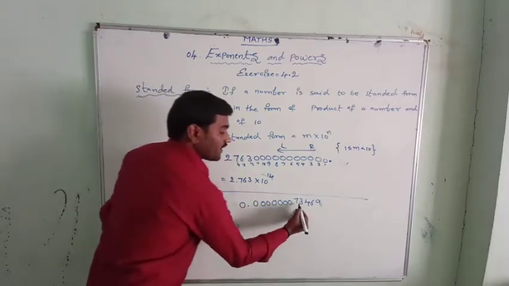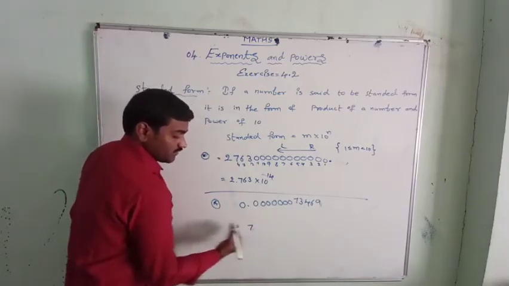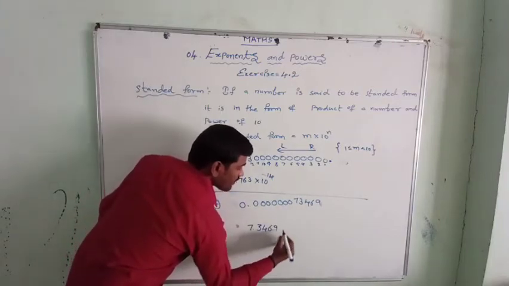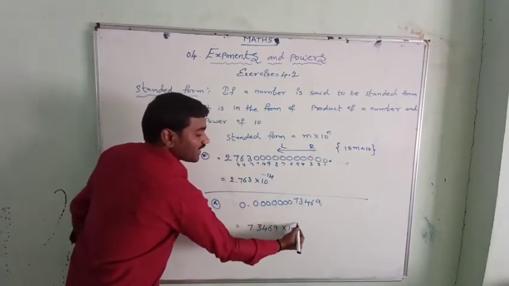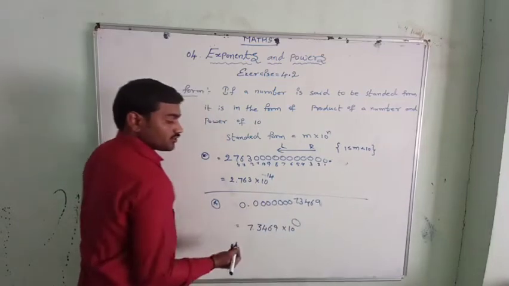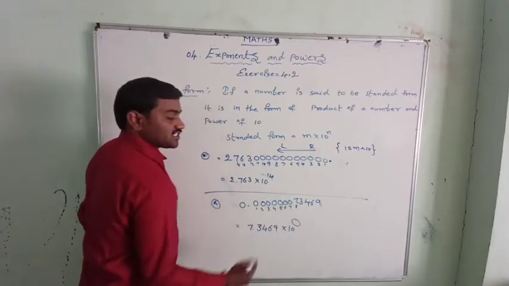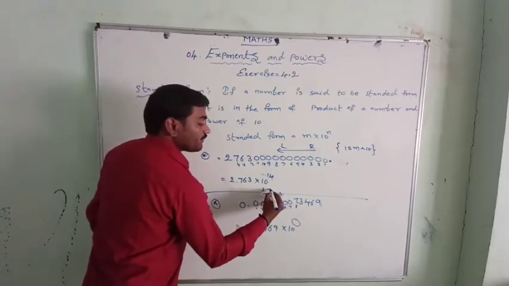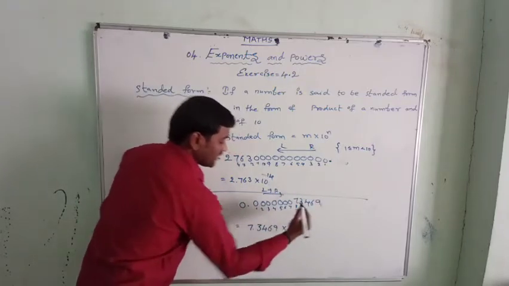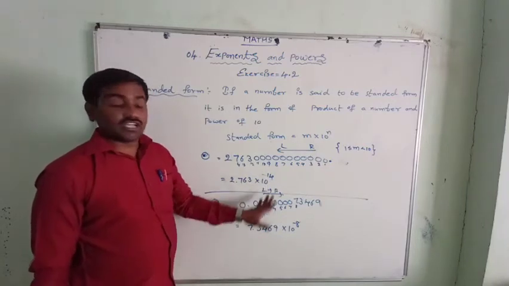The condition is that at least one number should be in the integer part, and the remaining numbers should be in the decimal part. Here we have to find what exponent will come. This decimal point should be moved till here. So let's count: 1, 2, 3, 4, 5, 6, 7, 8. 8 digits, moving from left to right. If it is moving from left to right, it should get a negative exponent. So minus 8. Now this is the standard form.